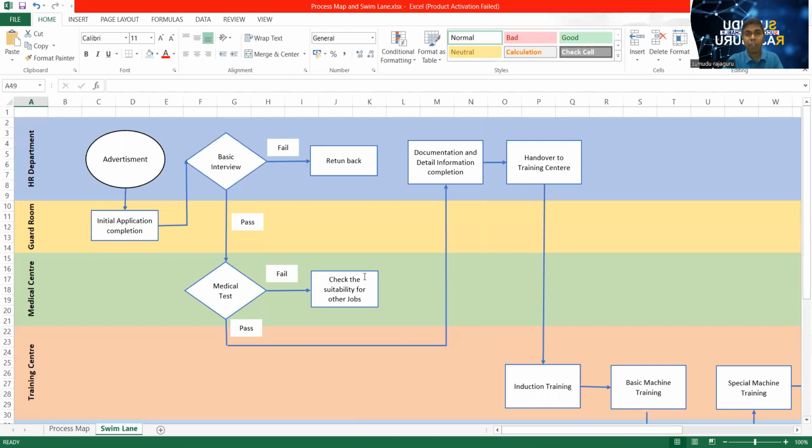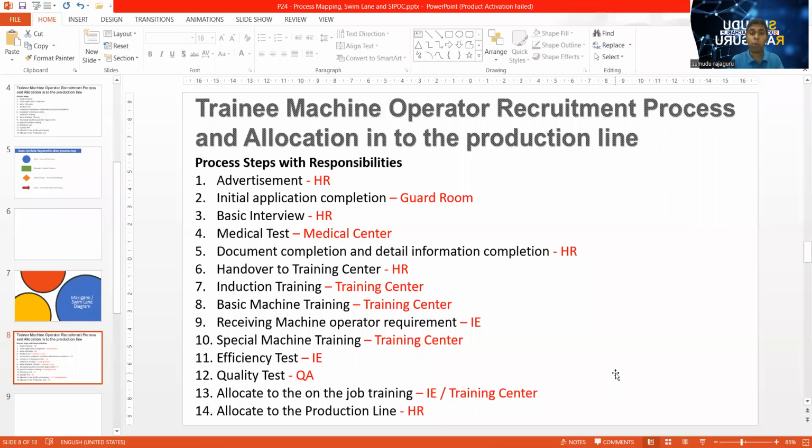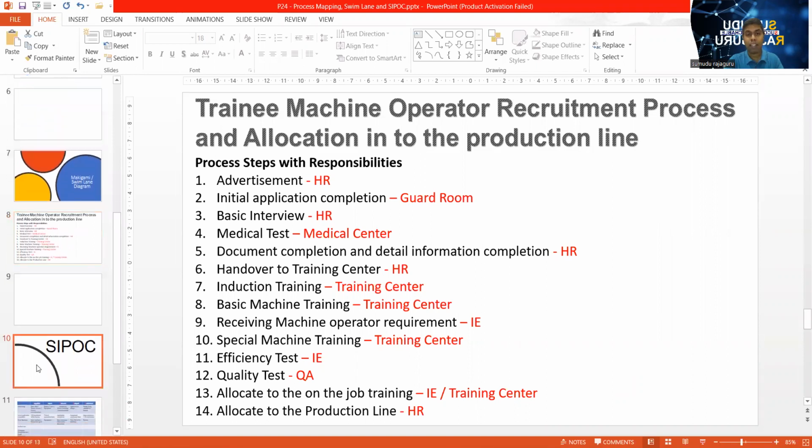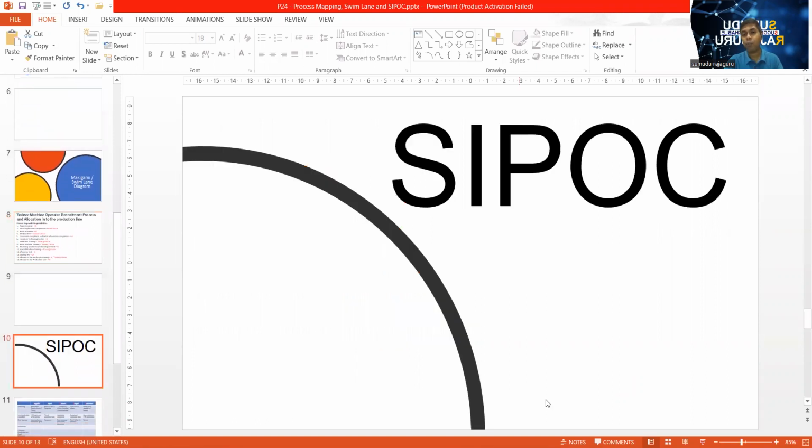Then after we draw the swim lane diagram, if you want to study further and clearly understand the process, we can also prepare the SIPOC chart. This is also a very important part. What is meant by SIPOC? Supplier, input, process, output, and customer.